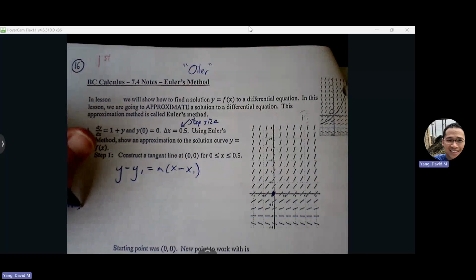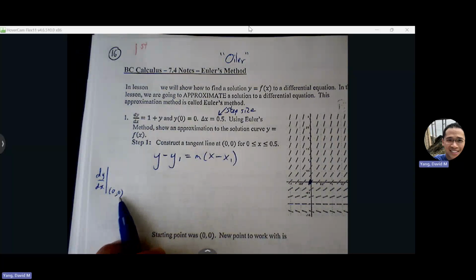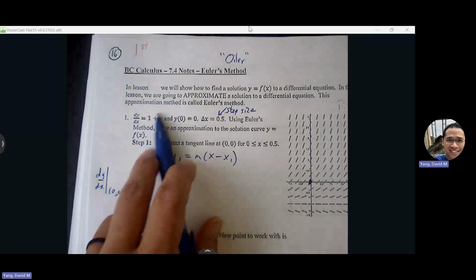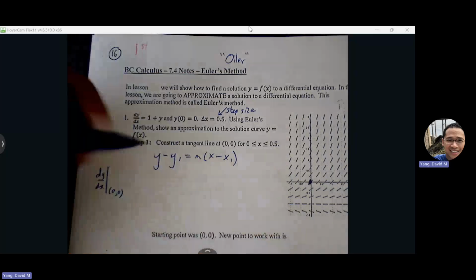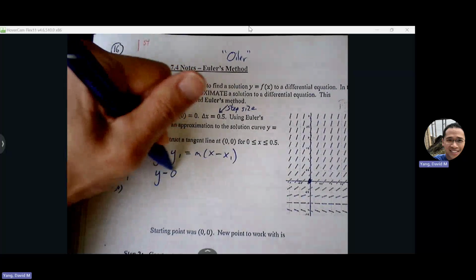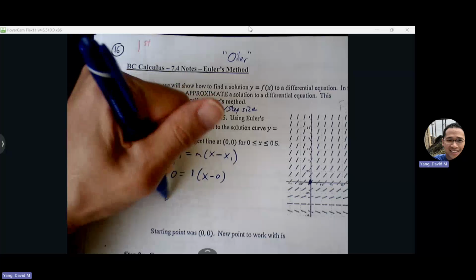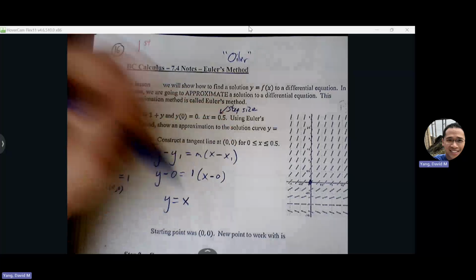Just going to indicate what I want to plug in. I want to plug in 0, 0. And 0 for x doesn't really apply. It's really 0 for y that the derivative requires. So 1 plus 0 is 1. So our slope is 1. So y minus 0 is equal to 1 times x minus 0. So our equation is y equals x.